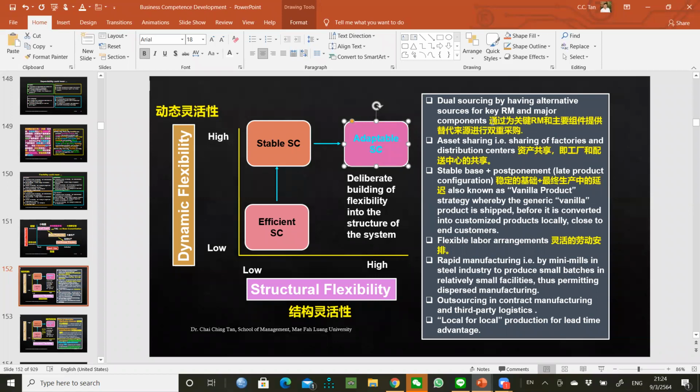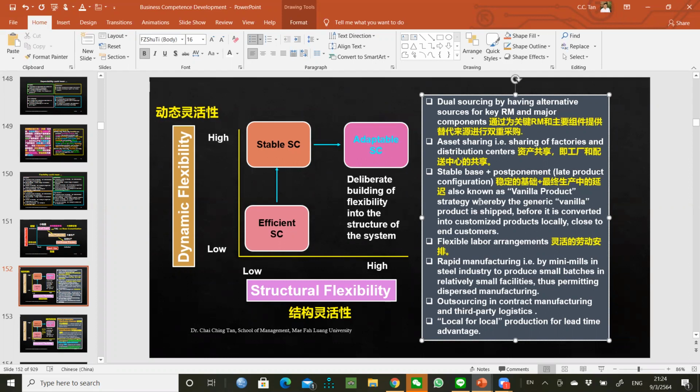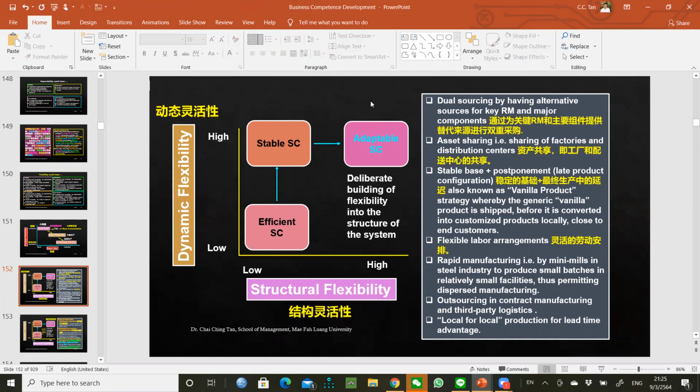And so you have to be creative in, for instance, dual sourcing, asset sharing, stable base, postponement, flexible labor arrangement, rapid manufacturing, outsourcing, third-party logistics, and local for local production, for lead time advantages. All these are creativity that exploit the business competencies for your commercialization. So again, this page is really nothing but manifestations of the requirements that I have spread in the business model.